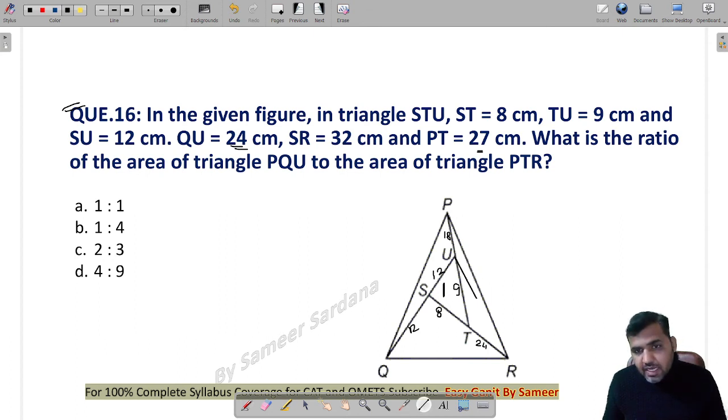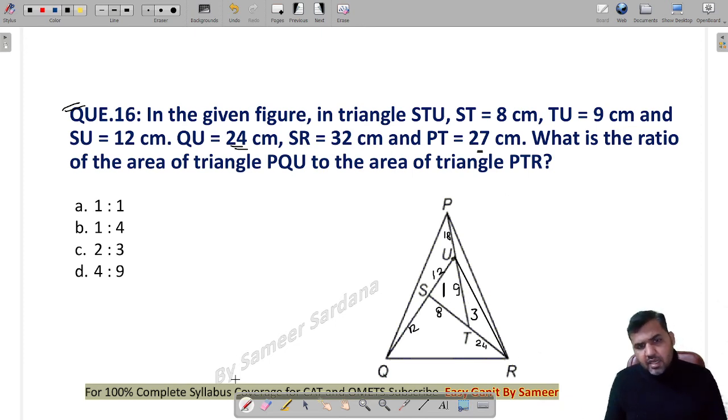Now if I join T with U, look carefully now, guys. Look at the triangle STU and triangle UTR. In both of these two triangles, the height vertex is the same, U. Base ratio is 8 and 24, which are in the ratio 1:3. So if this area is 1, can I say this area will be equal to 3?